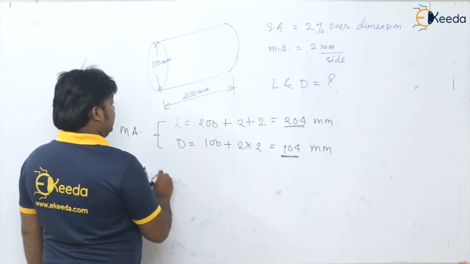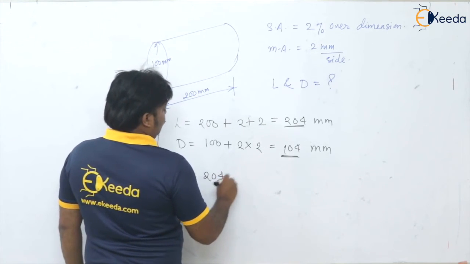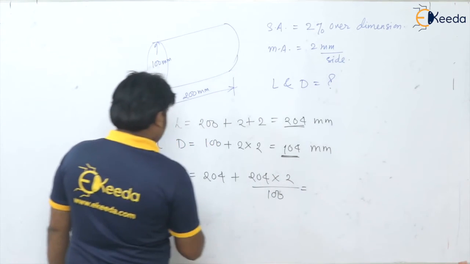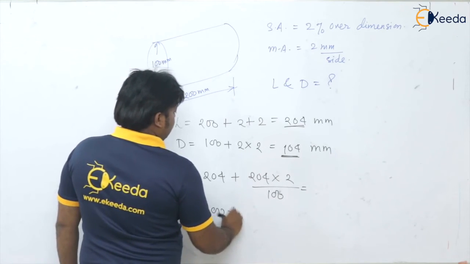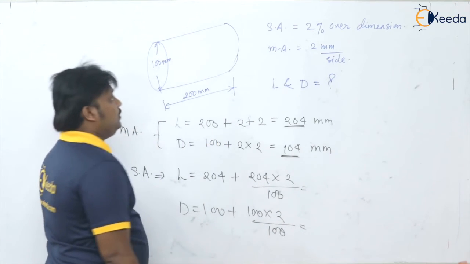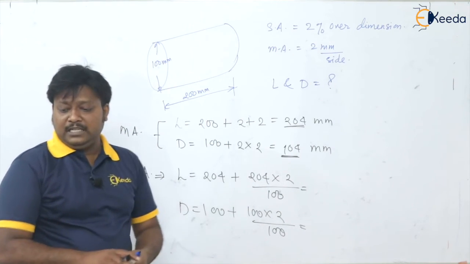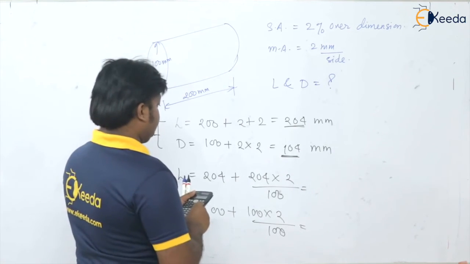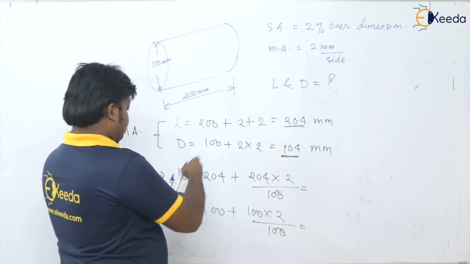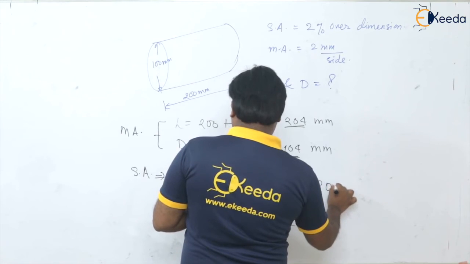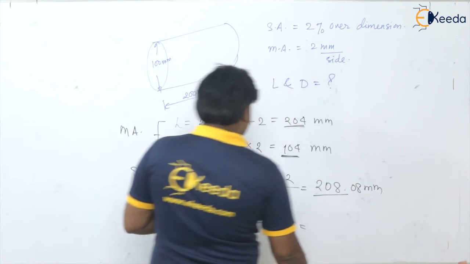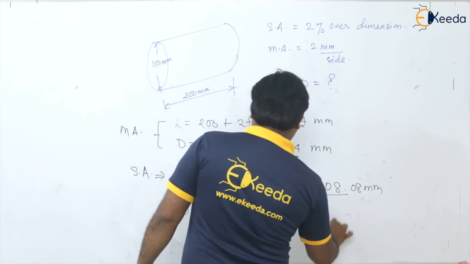So after provision of shrinkage allowance, length becomes 204 plus 204 into 2 by 100, and diameter is 104 plus 104 into 2 by 100. So 2%, no? Tell me what the answer is. So this is 204 divided by 50, which is 208.08 mm, and the diameter will be 106.08 mm.